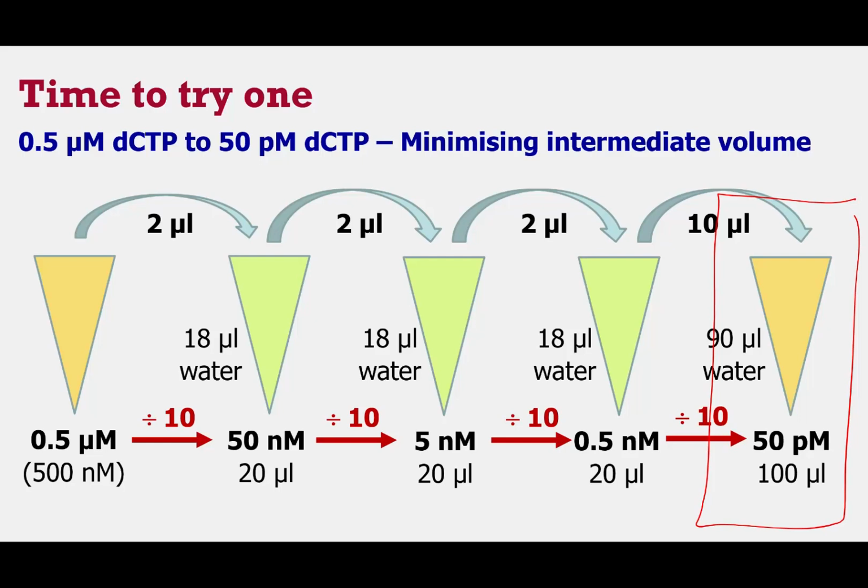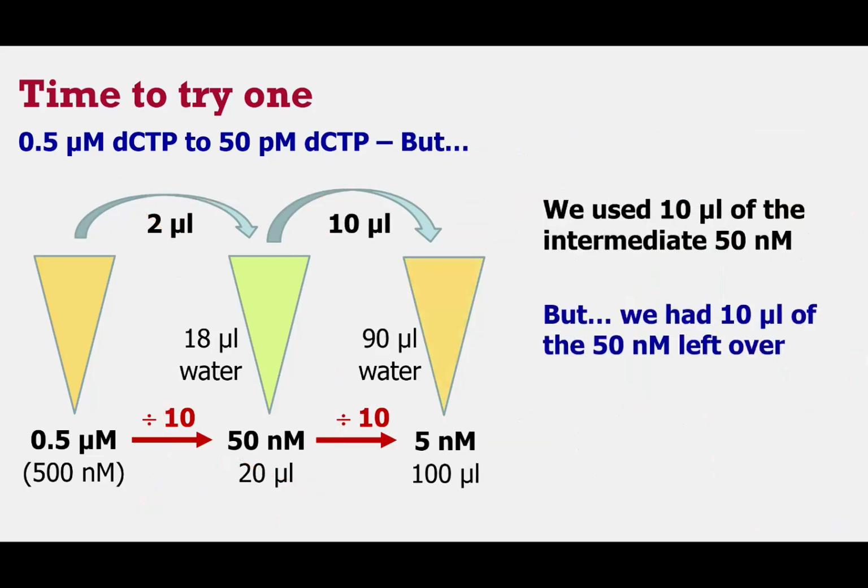But it's actually better than that, because we've previously made this solution and we didn't use all of it up. Remember, we transferred 10 microlitres out, so we've got 10 microlitres that still exists from having made our 5 nanomolar intermediate. So we don't need to do this first step at all. We don't need to go back and take any more of the original stock. We can instead work straight away from our intermediate here.